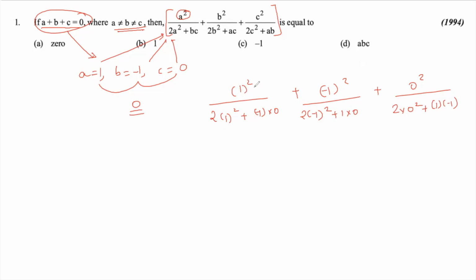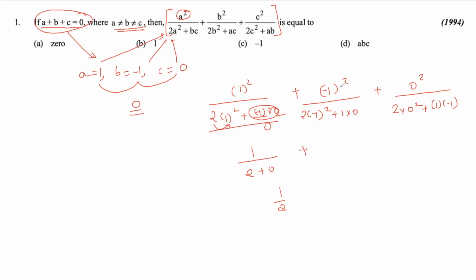So the first term will now become 1 square in the numerator, it is 1. Denominator will have 2 into 1 square, that's 2 into 1 or 2. And 2 plus -1 into 0, this part will be 0 only. So we have 2 plus 0 in the denominator, it is simply 2. So the first term is 1 by 2.